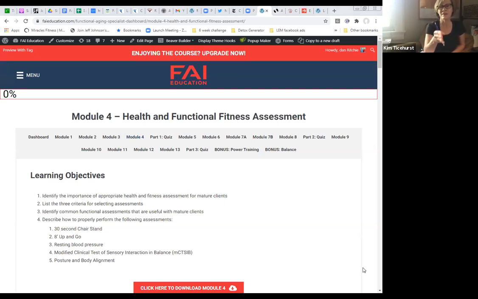So where on here is the manual? I understand we can rewatch the video, and then there is a manual to read connected with each of the modules. Can you just show that?